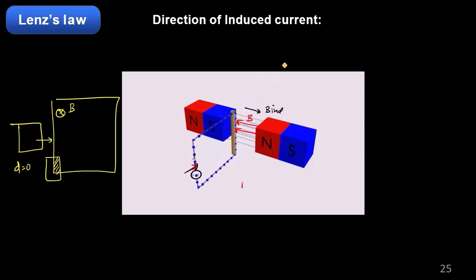Opposing effect is to nullify the current effect. So what is the effect? Effect is the increase in red color field. Okay. So opposing effect should be decrease in that. So decrease in that means it has to produce a magnetic field in the opposite direction.